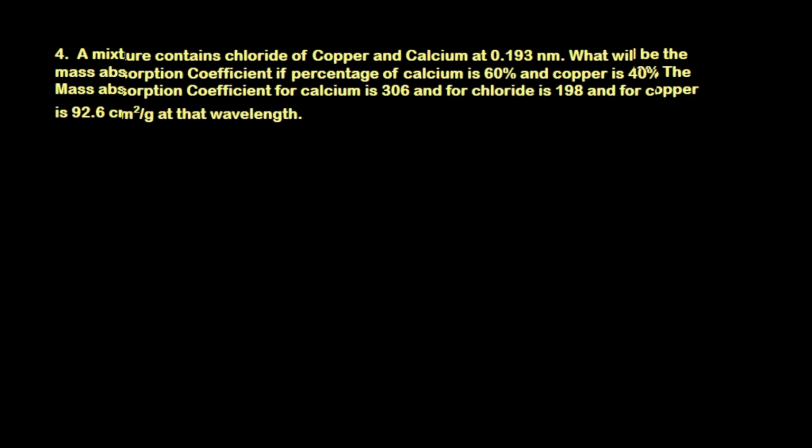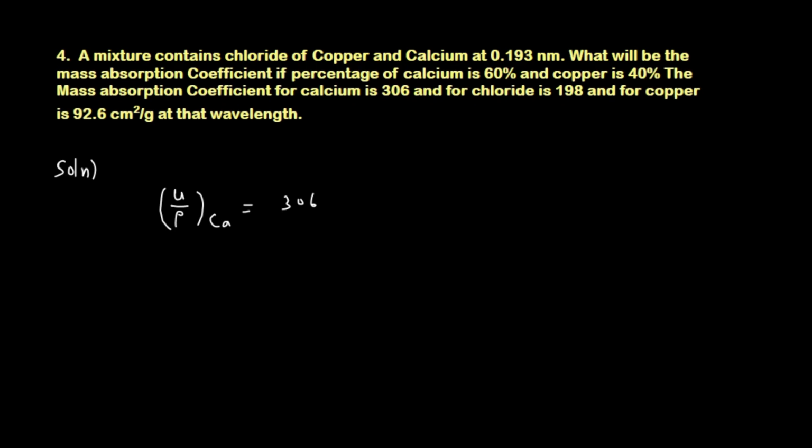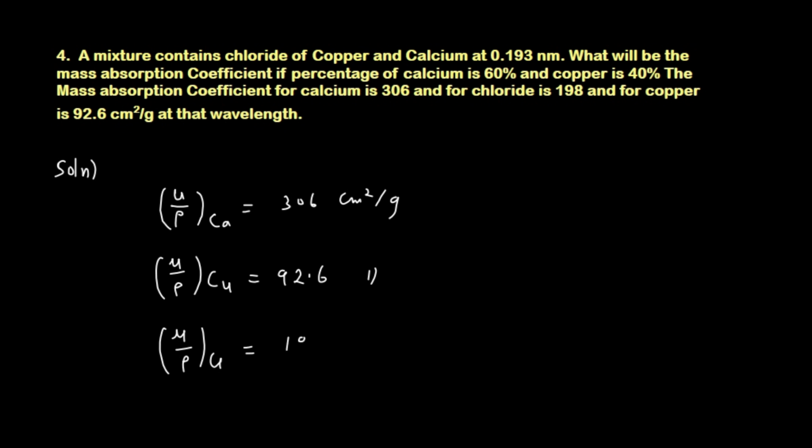So this problem is actually quite lengthy. Mu by rho for calcium is given as 306, and mu by rho for copper is 92.6 centimeter square per gram. Please remember, and for chloride it is also given, in centimeter square per gram. This is given in the question, and basically your composition is 60% of calcium plus copper.